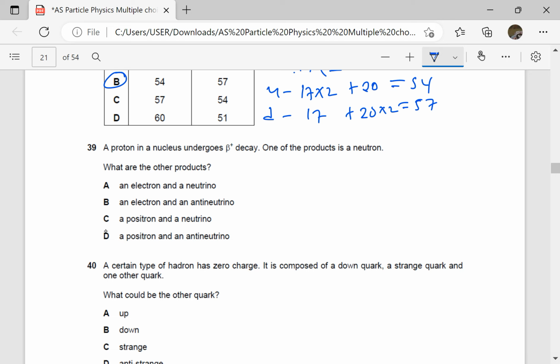A proton in a nucleus undergoes beta plus decay. One of the products is a neutron. What are the other products? A proton will now change into a neutron, 1, 0, plus a beta plus, which is 0, +1. Of course, a positron is accompanied by a neutrino, an electron neutrino. So it is a positron and an electron neutrino. Positron, neutrino, that is C.